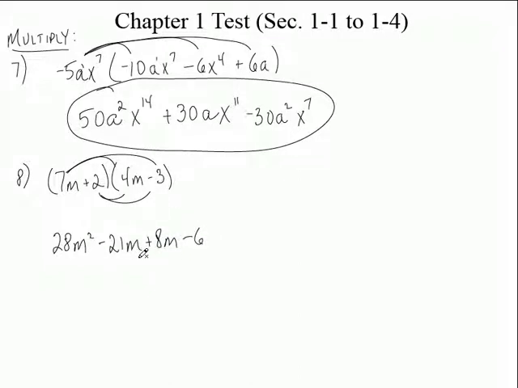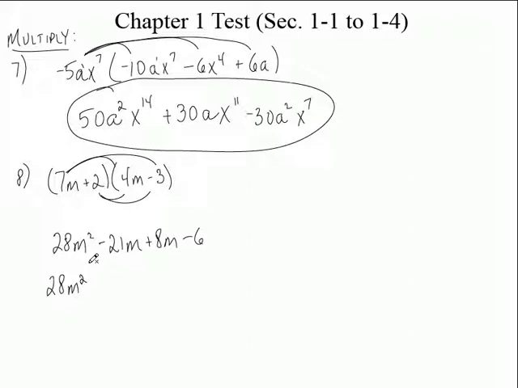Now we're not going to leave it like this. We need to simplify it. Even though it just says to multiply, we always want to simplify our answers. If you just leave it like this, I'm going to mark it wrong because you were supposed to simplify. Even though it might not say it in the instructions, it's just kind of a given.